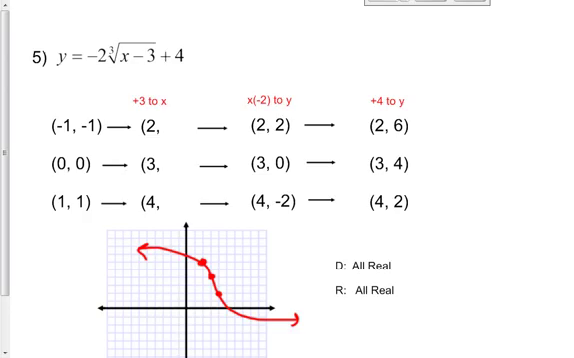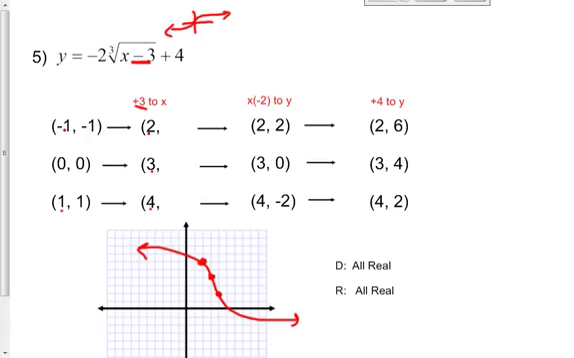Alright, the next one is the cube root graph. Now the cube root, remember, is your side-to-side snaky S curve, or the S laying on its belly. Alright, so the first thing we do is the opposite of negative 3, which means add 3. Negative 1 plus 3 is 2. 0 plus 3 is 3. 1 plus 3 is 4. I'm done changing my x's.